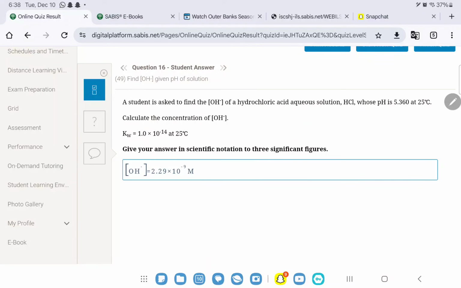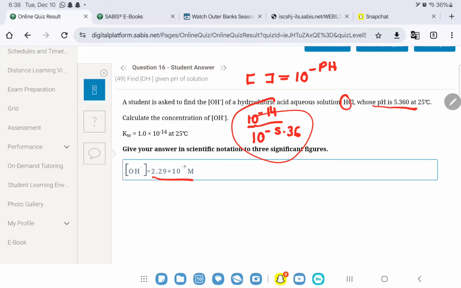So here we need to solve using 10 to the power negative 14 over the concentration of H ions. When they tell us pH, we know that the concentration is 10 to the power of negative pH. So here our concentration is 10 to the power negative 5.36. When you put this all in your calculator, you're going to get 2.29 times 10 to the power negative 9. Now let's move on.